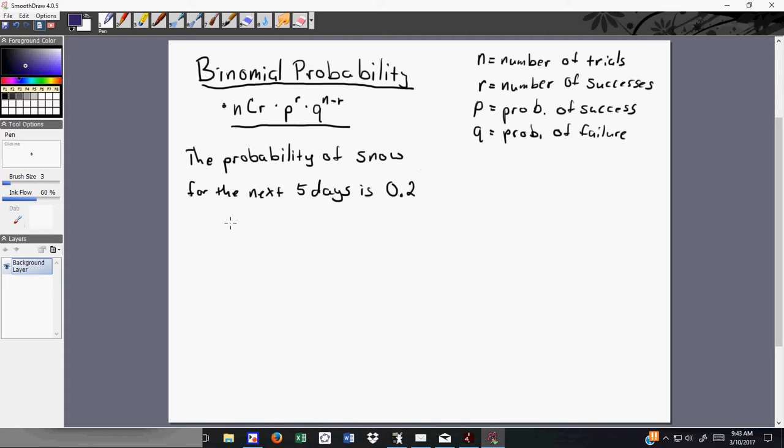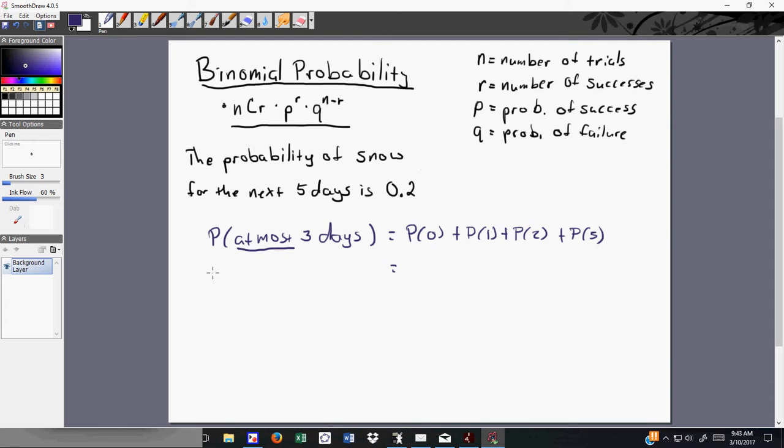Now, I want to find out what's the probability that it's going to snow at most 3 days. Well, that means it could be the probability of 0 days, plus the probability of 1 day, plus the probability of 2 days, plus the probability of 3 days. Well, I'd have to do binomial PDF of 0, then 1, and then 2, and then 3. But you don't actually have to.